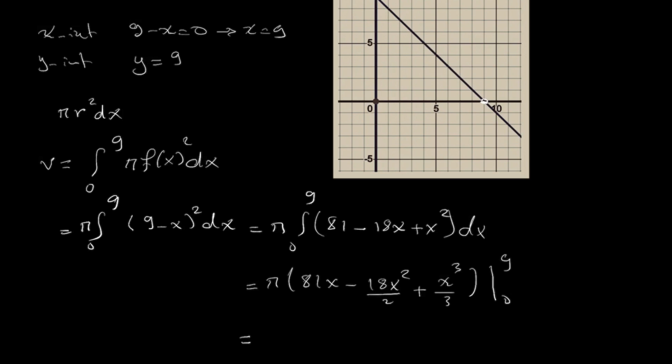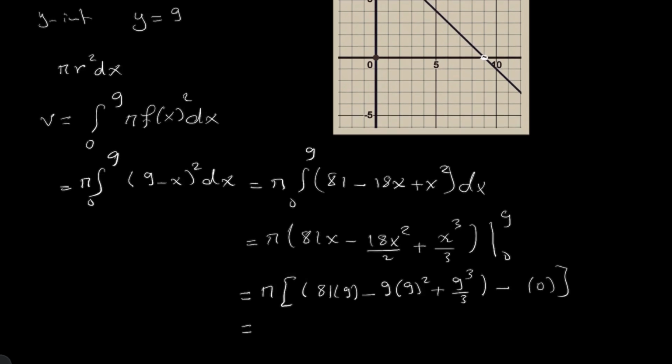And then we can replace x with 9 in all of the expression. We write pi times 81 times 9 minus 18 over 2, which is 9, so you get 9 times 9 squared, plus 9 to the power 3 over 3. We replace x with 0 in all of the expressions here, you get 0, so that would be 0. And by using the calculator, you will get the final answer as 243 pi, and that's it.